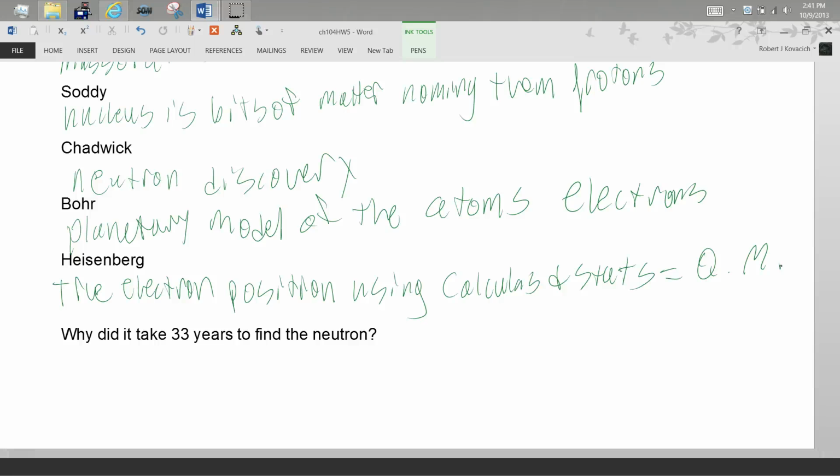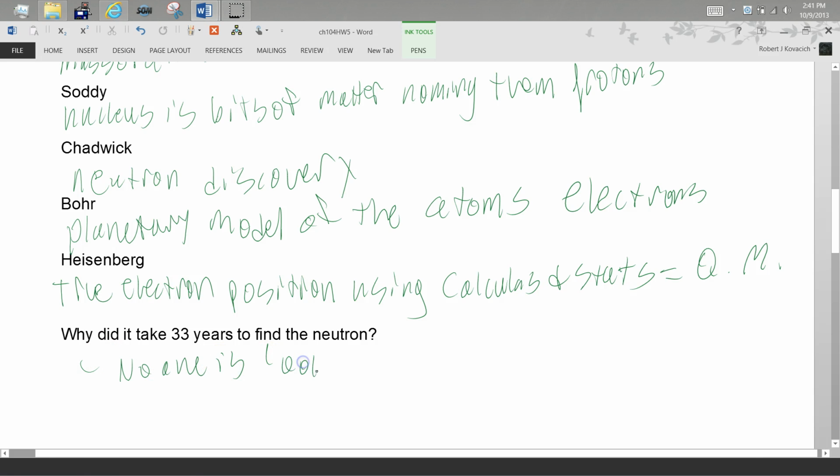33 years for the neutron. Why? No, we had the technology. One, most important, no one is looking. And the second reason? Lack of charge.